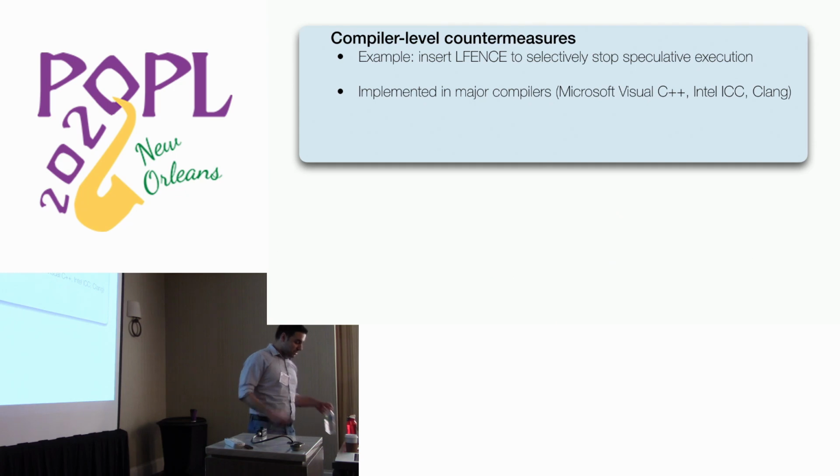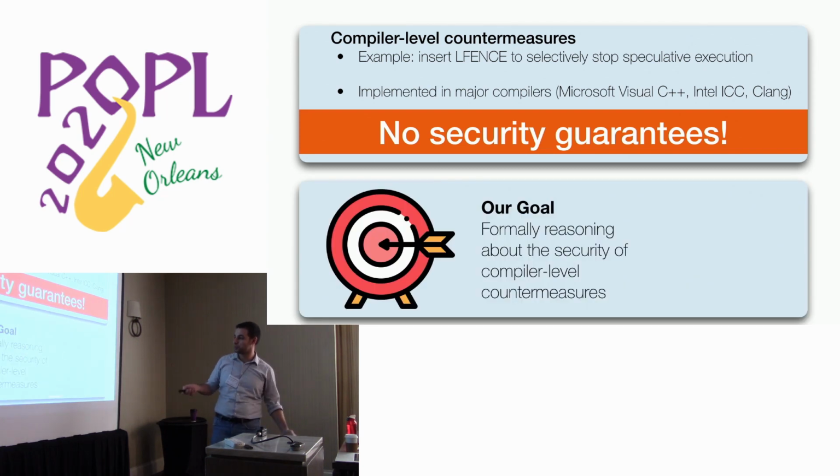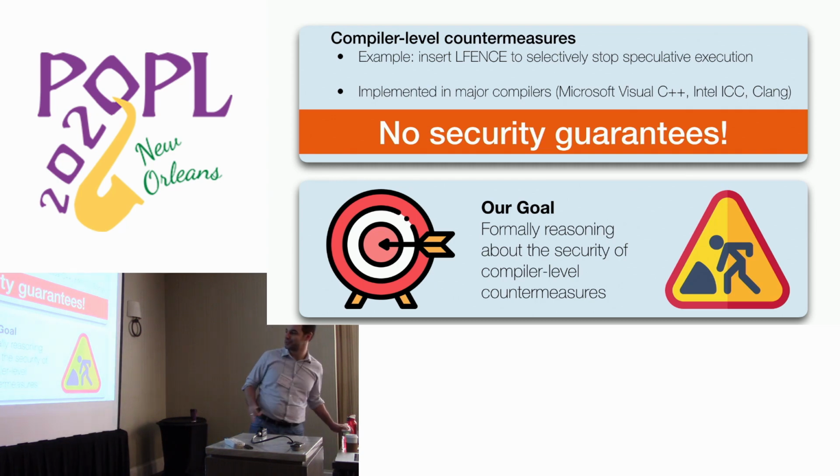The problem is that current compiler countermeasures are developed in an unprincipled way, and they don't really provide guarantees. So what we want to do is formally reason about the security of compiler-level countermeasures, leveraging some concepts from secure compilation. It's work in progress, so I don't really have many results to show. I probably have more questions than answers, but I hope the rest of it is going to be interesting.